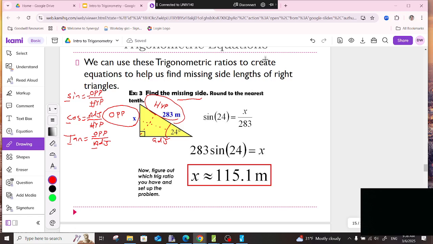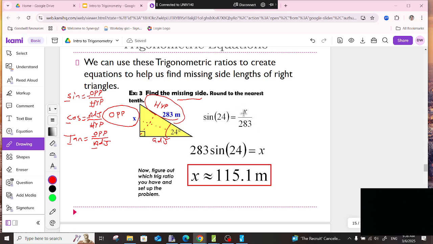So you wouldn't be given the sine stuff over here, right? You would just be given the triangle. You would have to say, oh, I'm looking for x. I have this hypotenuse. Then you would look over here and say, which trig function is opposite and hypotenuse? And then you would say sine, and you would put sine and then the angle you were referencing. So this 24 is the degree.